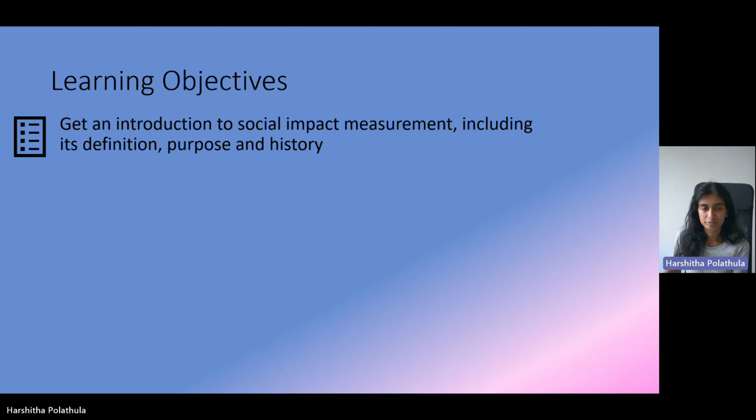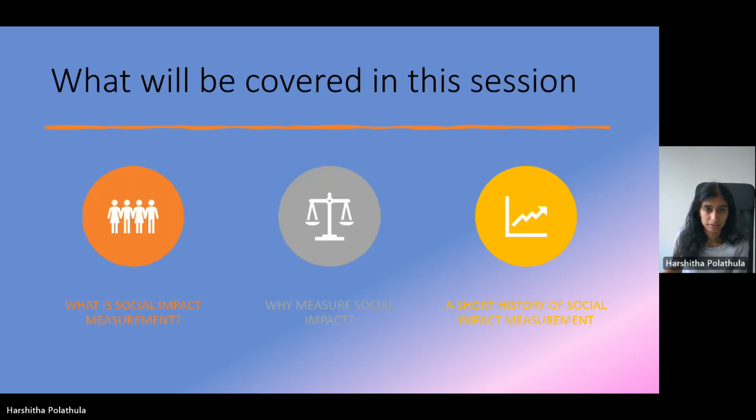So the learning objectives for this session is to get an introduction to social impact measurement, as I've mentioned, and this includes the definition, the purpose, and the history of social impact measurement. And more specifically in this session, the idea is that you would get an introduction to the concept of social impact measurement, which includes the definition, the purpose, and the history.